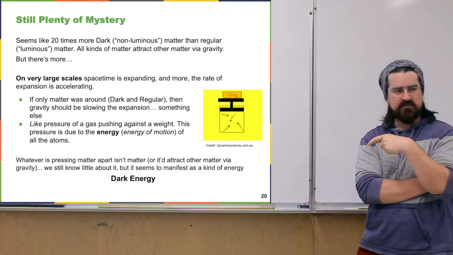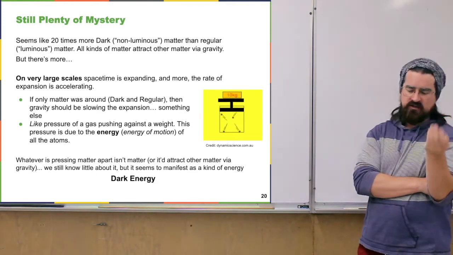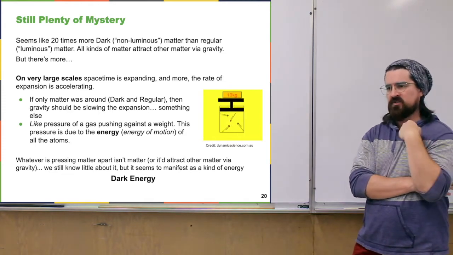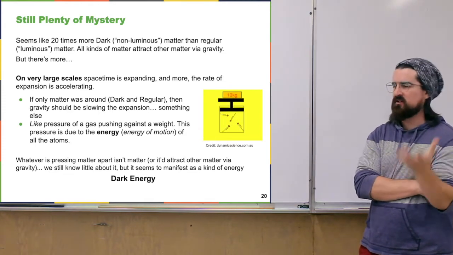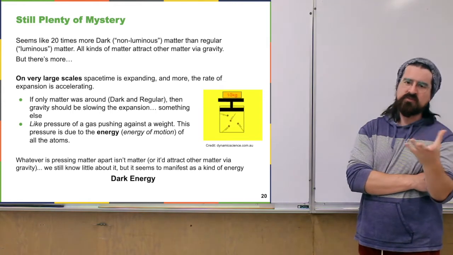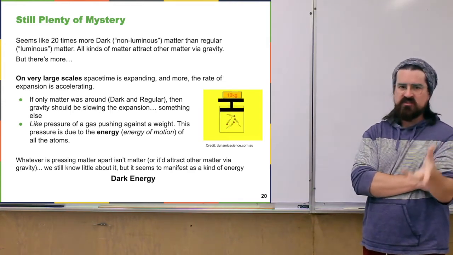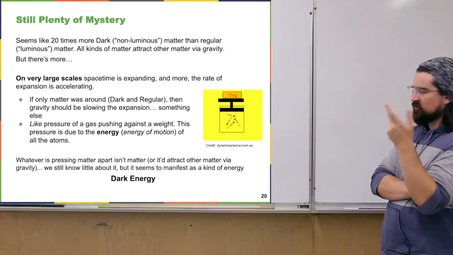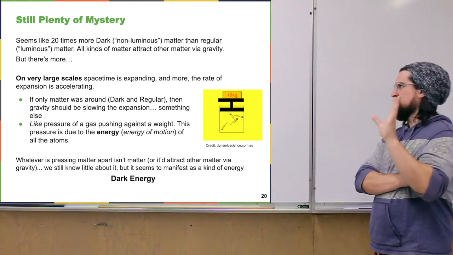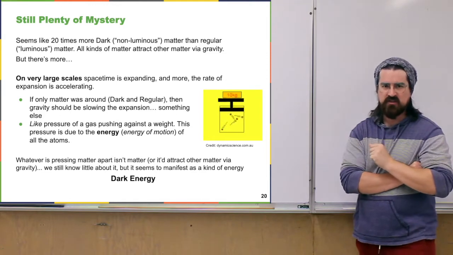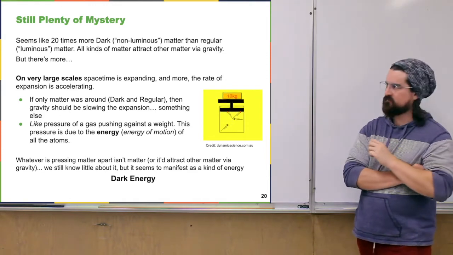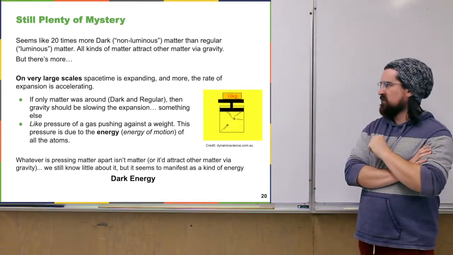I also showed you in this lecture about gravitational lensing, and we estimate how much matter is causing that lensing. Again, we find that it's much more mass, much more matter than we see, that is luminous. In general, on large scales at least, there seems to be about 20 times more dark matter than regular matter. As if that wasn't enough, there's more.